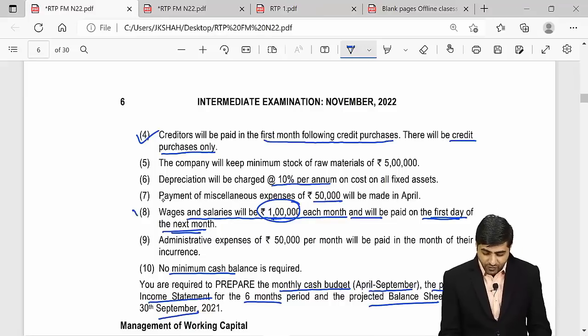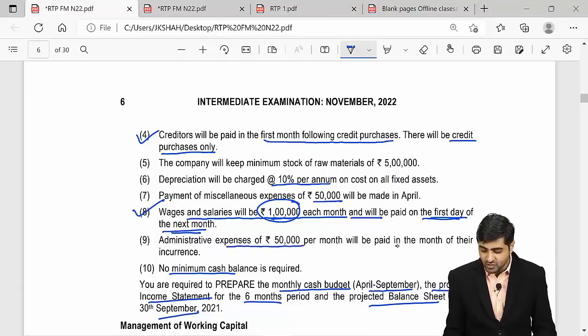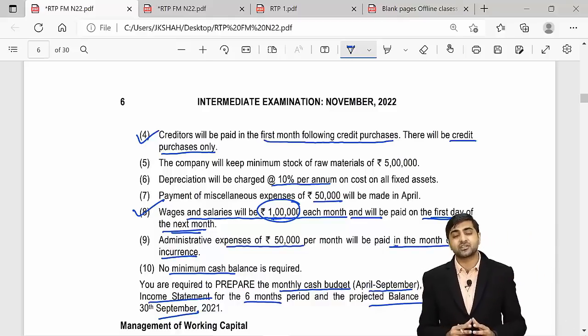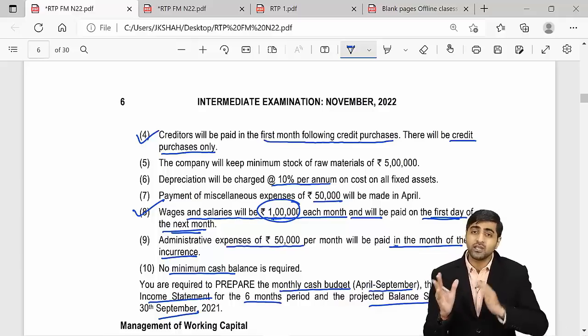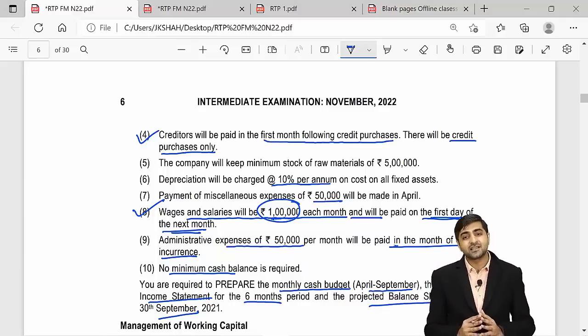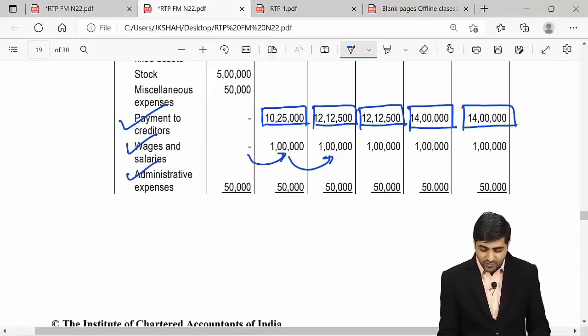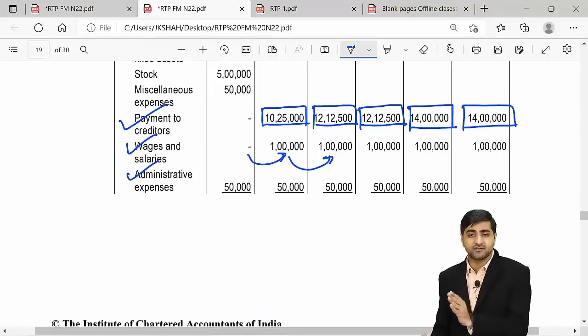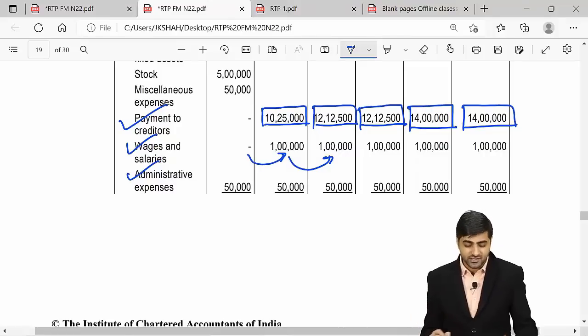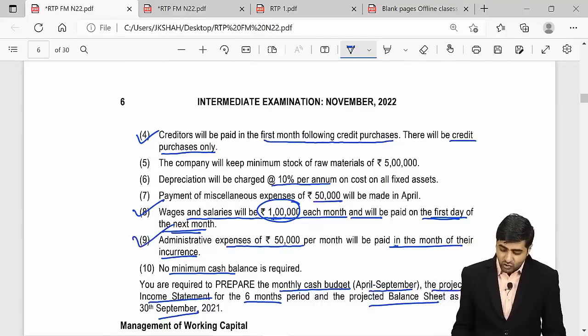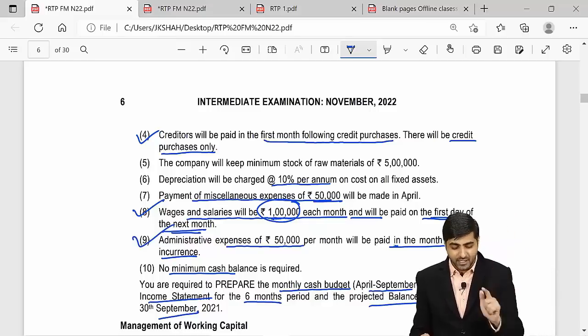But guys, if you continue further, they have also told us that there are administrative expenses of 50,000 which will be paid in the month of their incurrence. This is the easiest transaction, because the month in which you incur your administrative expenses is the same month in which you have to make the payment. So 50,000 will be your administrative expenses for each and every month, April, May, June, July, August, to be paid in the same month only. And then they have also told you that there is a payment of miscellaneous expenses of rupees 50,000 which will be paid in April.